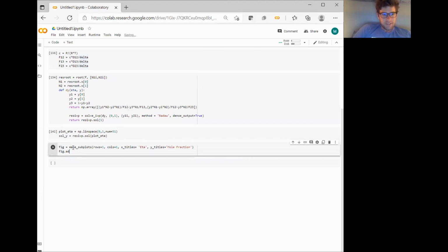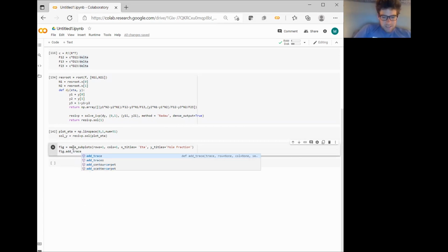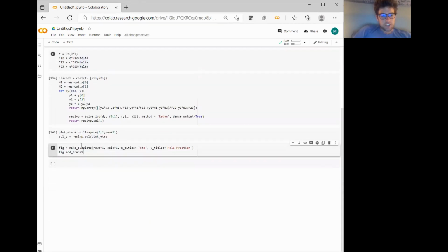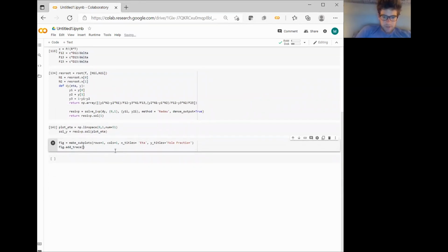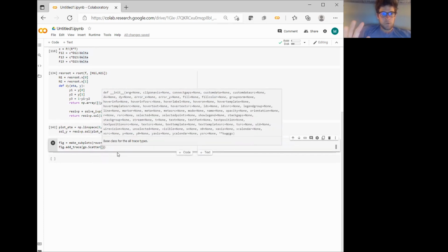You know what? I'm just going to try this all again. Figure dot add, wait, it's underscore something. Trace, I think, trace. And then this is where the geo scatter comes in. So graph objects we've defined earlier. So trace, go dot scatter. Now there we go. Okay.